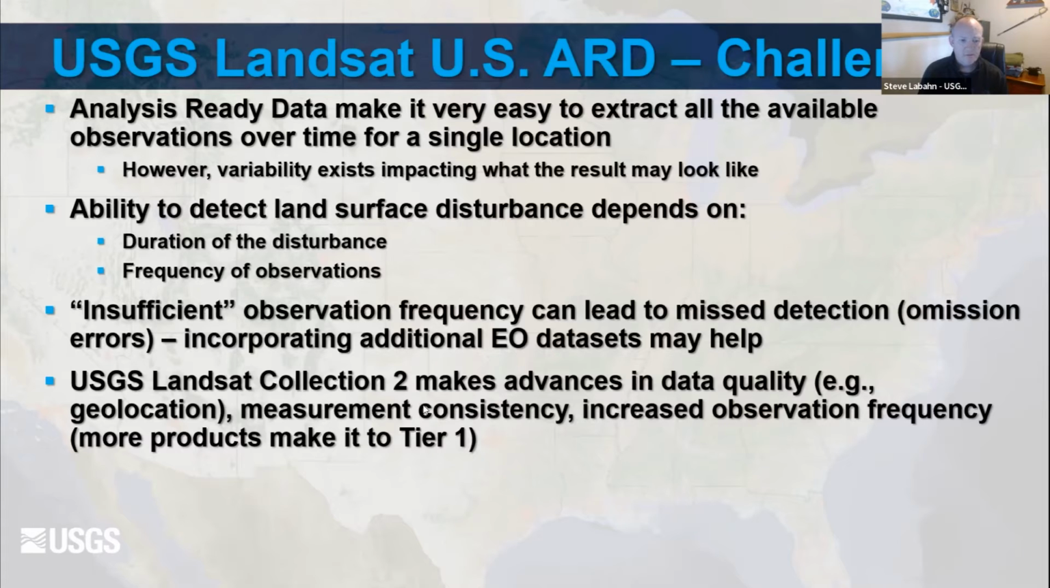We also are looking forward to, as I mentioned earlier, the collection 2 data set. We're hoping that there's maybe some improvements in data quality. We know there's improvements in geolocation, in the measurement consistency, and we know that more observations make it into what we call tier 1 data. So we're hopeful that we'll increase the observational frequency too to overcome some of those challenges.